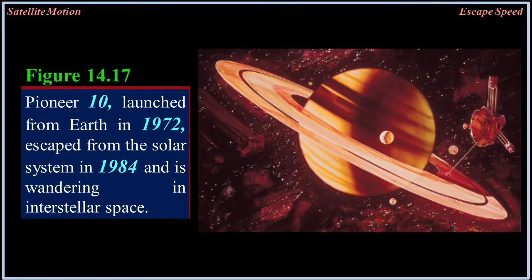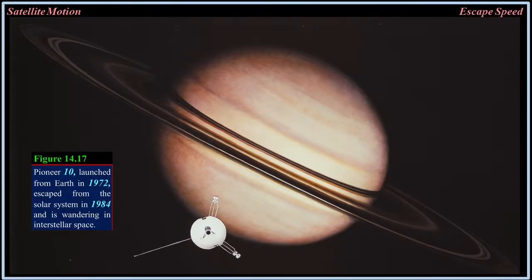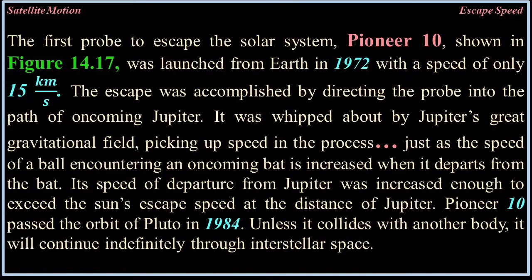The first probe to escape the solar system, Pioneer 10, shown in Figure 14.17, was launched from Earth in 1972 with a speed of only 15 kilometers per second. The escape was accomplished by directing the probe into the path of oncoming Jupiter. It was whipped about by Jupiter's great gravitational field, picking up speed in the process, just as the speed of a ball encountering an oncoming bat is increased when it departs from the bat.